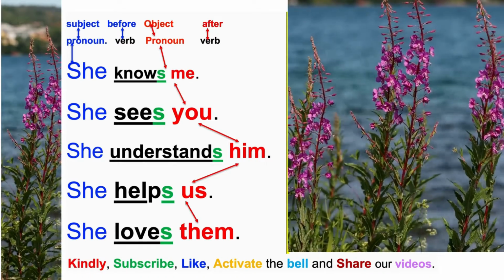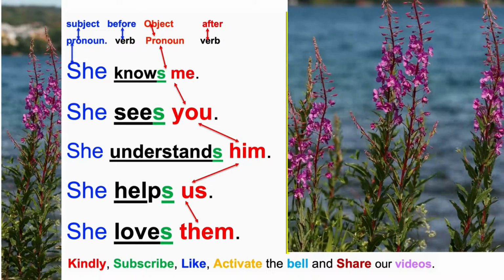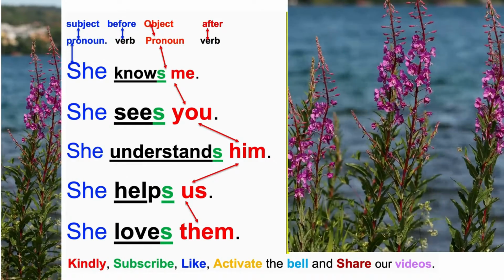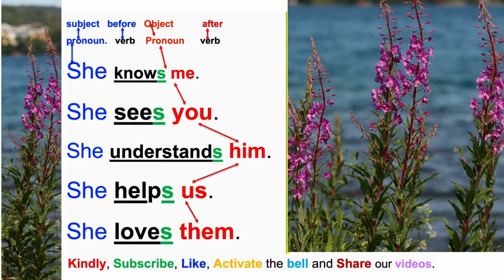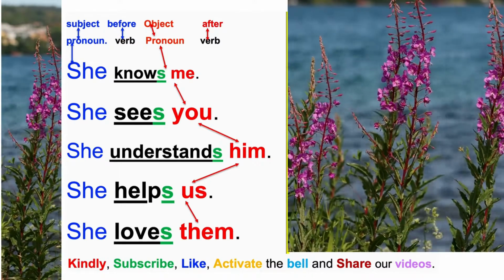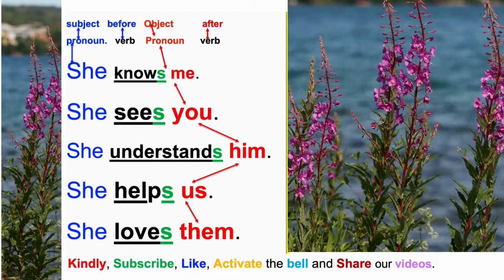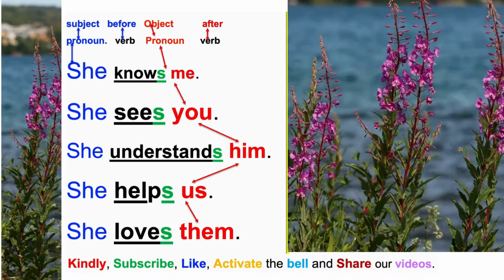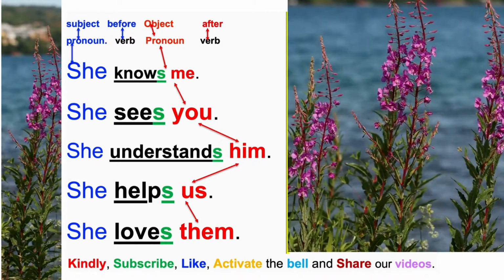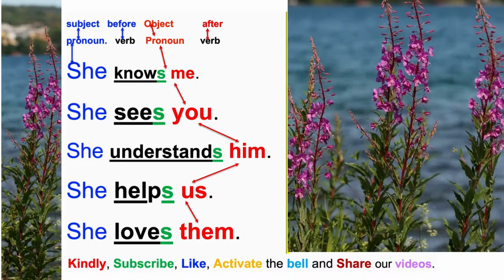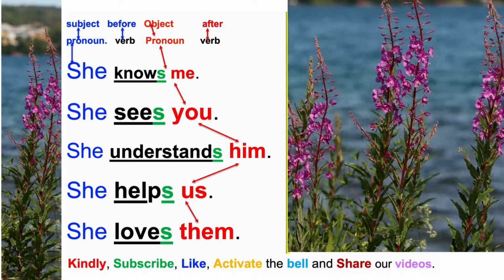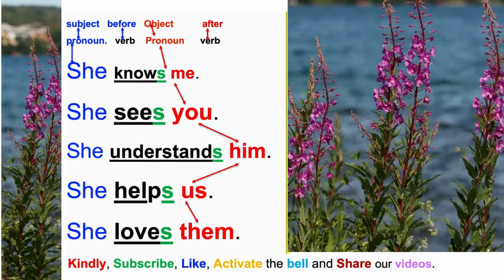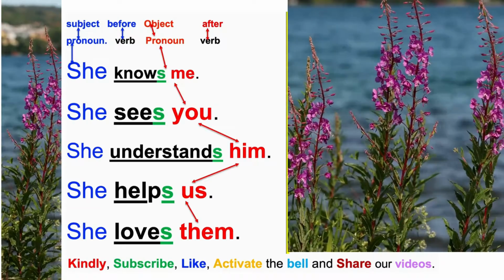So let's see these examples. She knows me. She sees you. She understands him. Can we say she understands he? No. Why? Because he always comes before the verb, not after the verb. So this is the rule. If you know that subject pronouns, we use them before the verb, and object pronouns, we use them after the verb. It's very simple. We continue. He helps us. She loves them.